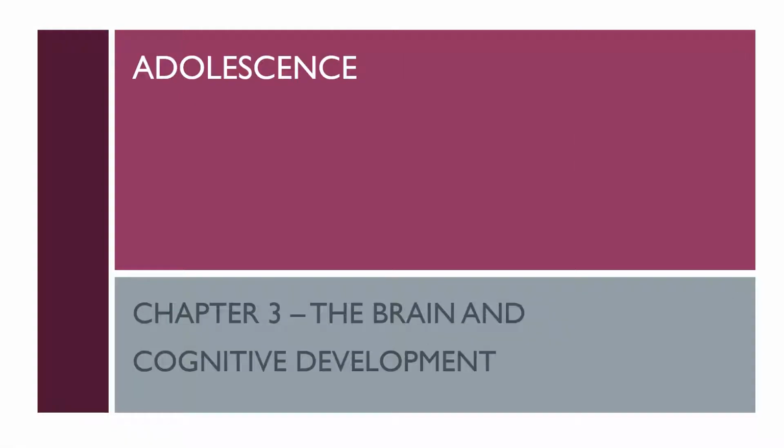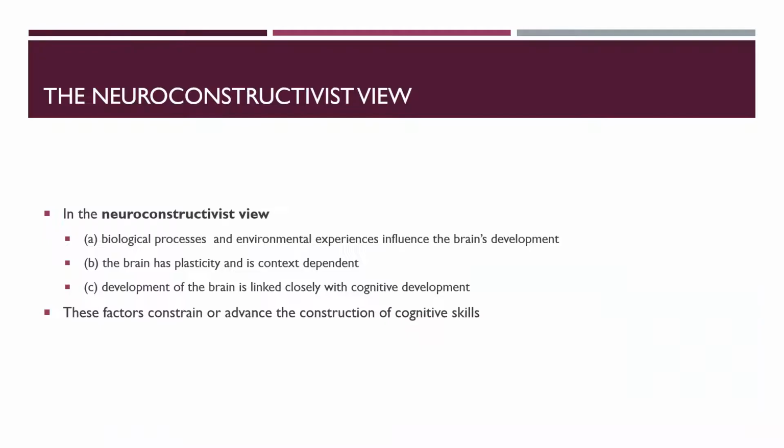Okay, so this part of chapter 3 focuses primarily on the brain and then Piaget and information processing. All right, so in this neuroconstructivist view, we're basically looking at the brain and how it is constructed. And according to this particular view, the brain depends on experience to determine how connections are made.